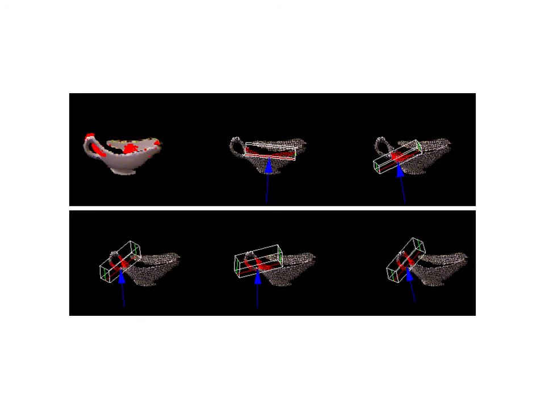And here is one failure mode where the algorithm gets confused and thinks that the right side of the saucer is actually a handle.